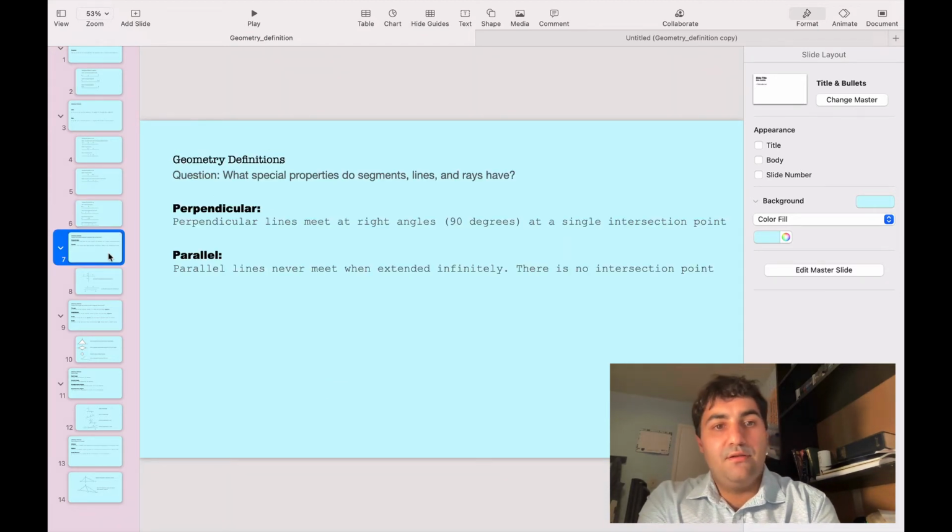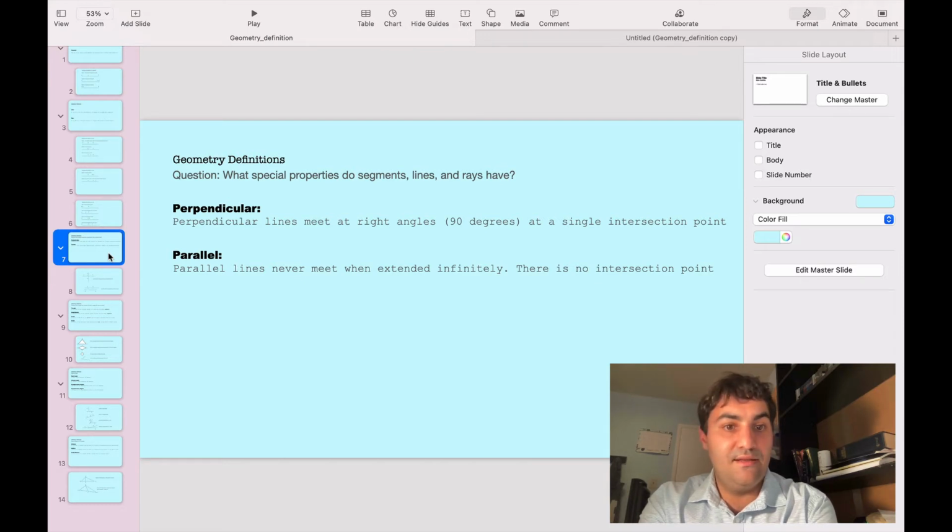Okay, so now I want to go over a question here. What special properties do segments, lines, and rays have? Well, one property is perpendicularity. Perpendicular lines meet at right angles, 90 degrees, at a single intersection point.